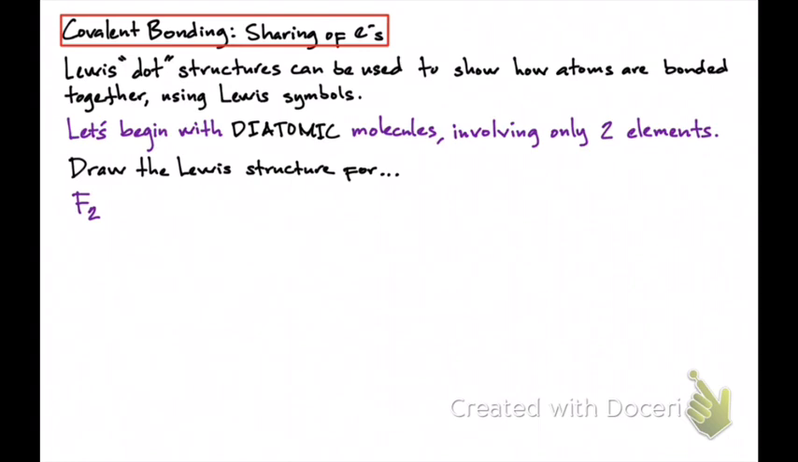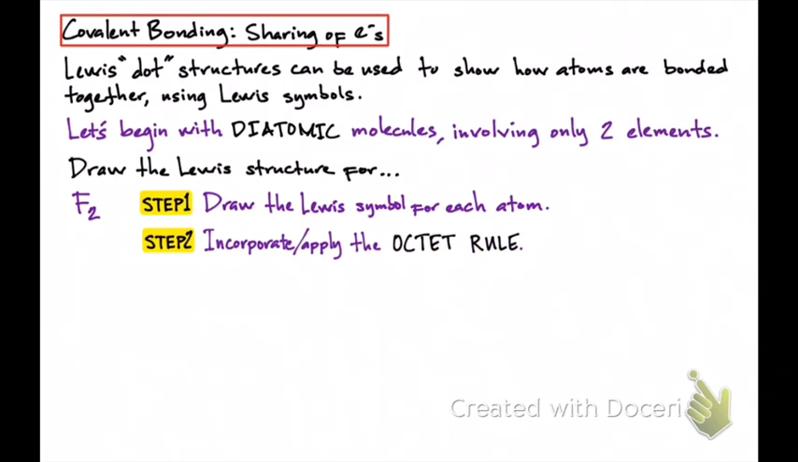So let's say we want to draw the structure for fluorine gas. And the chemical formula for fluorine gas is F2, right? So you have two fluorines. So the first step here is to draw the Lewis symbol for each atom. Okay, so you draw the Lewis symbol for one fluorine and then another for the second fluorine. And then we're going to apply the octet rule, meaning how are the electrons being shared in order for both elements to have a total of 8 valence electrons? How do they satisfy the octet rule?